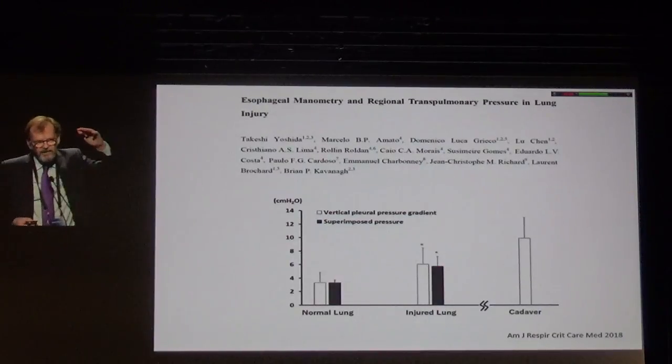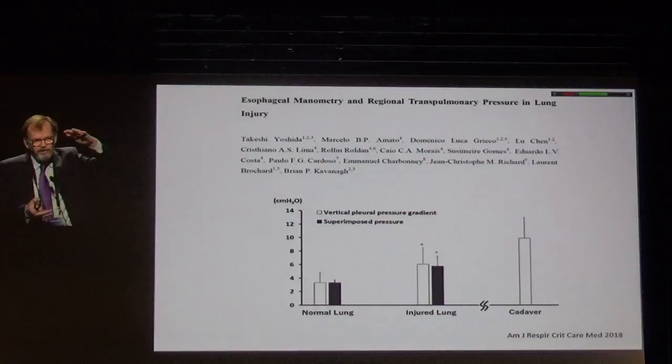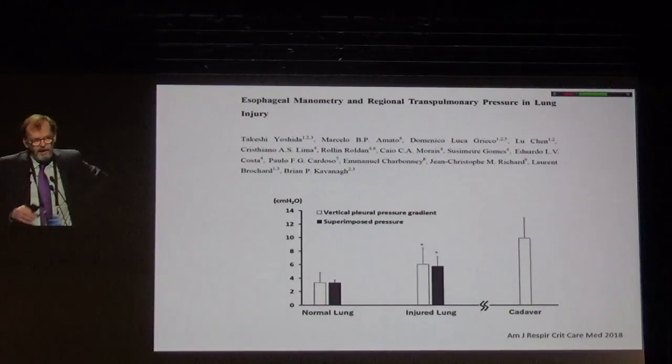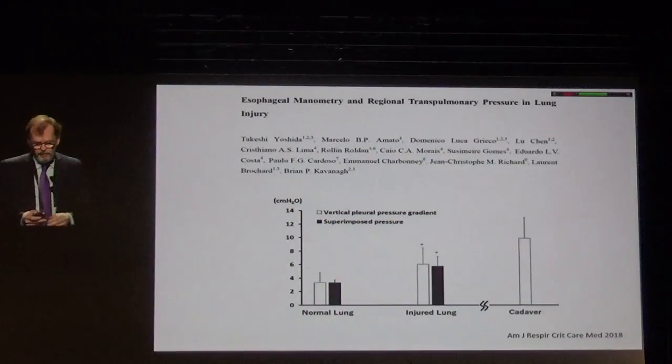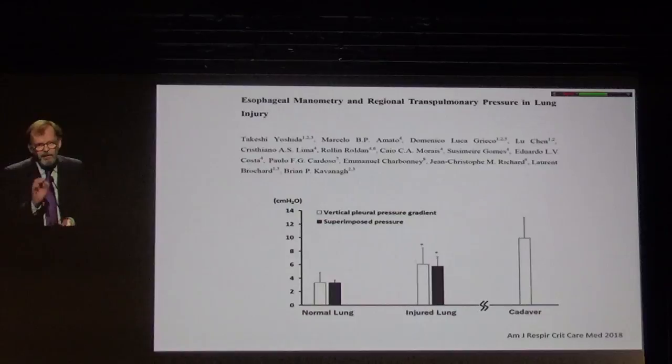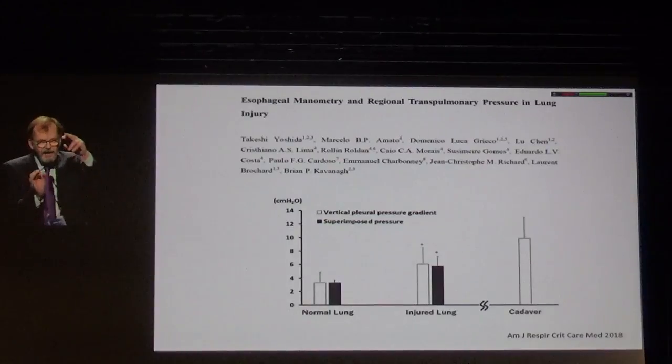So there is a 10 to 12 centimeters of difference between the dependent part, the highest values, and the non-dependent part. So we say, let's put direct sensors in the dependent part, in the non-dependent part, and let's compare this direct measurement of pleural pressure to the esophageal pressure.